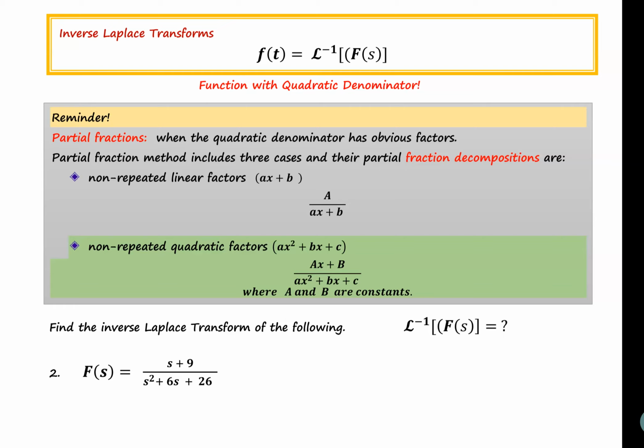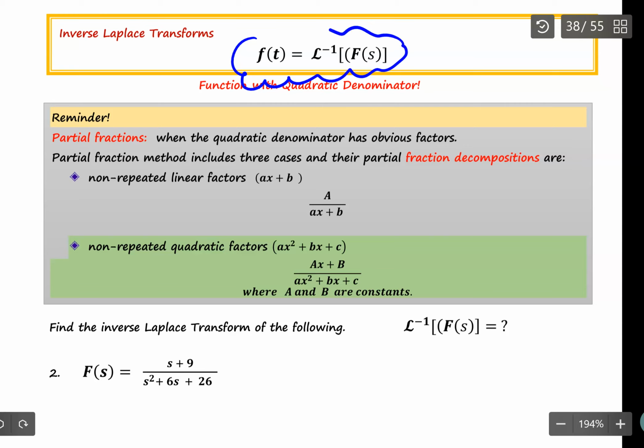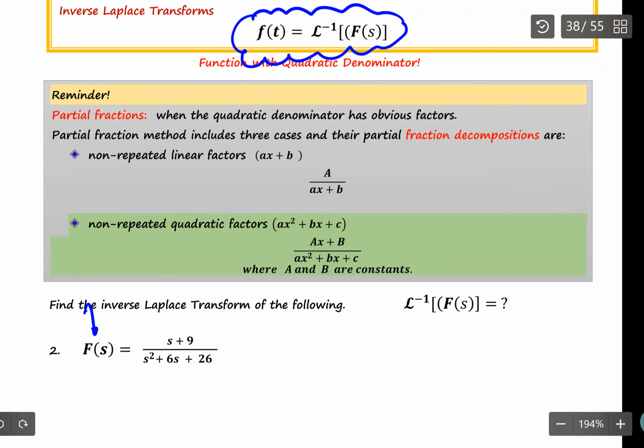Hello everyone. In this lesson, we will review the process of finding the inverse Laplace transform of a function. Given the function F(s) equals (s plus 9) divided by (s squared plus 6s plus 26), please note that s squared plus 6s plus 26 is a quadratic denominator.